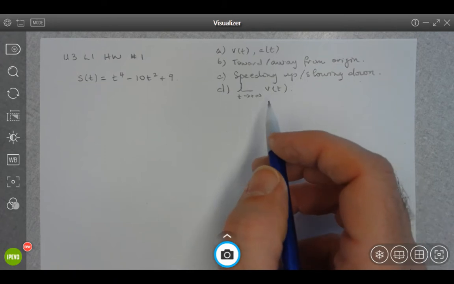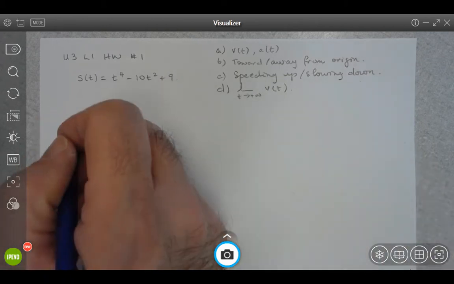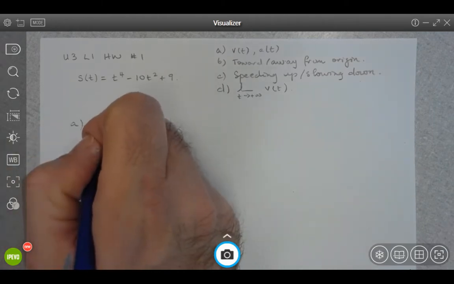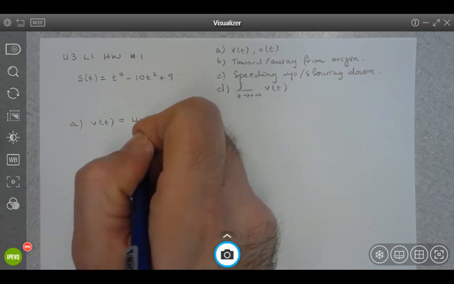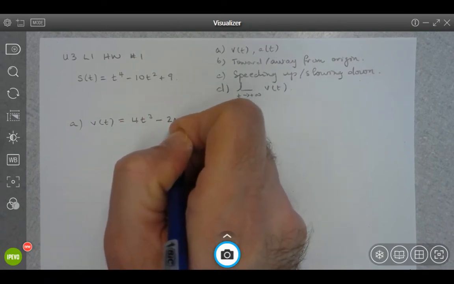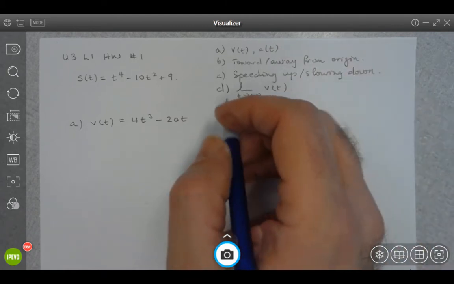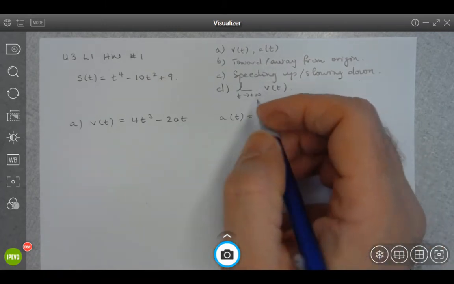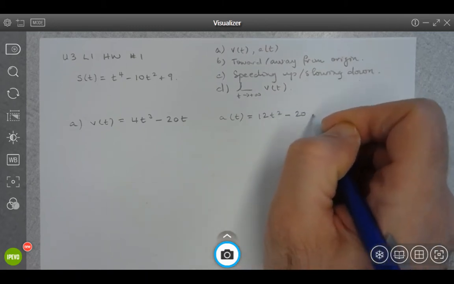So essentially they're asking me what the velocity is doing as time approaches positive infinity, as it's getting larger and larger and larger. Okay, so let's start with finding the velocity, which is just the derivative of the position function. So 4t cubed minus 20t, and of course the plus 9 goes. And then we'll find the acceleration, which is just the derivative of the velocity function. So that's going to be 12t squared minus 20.